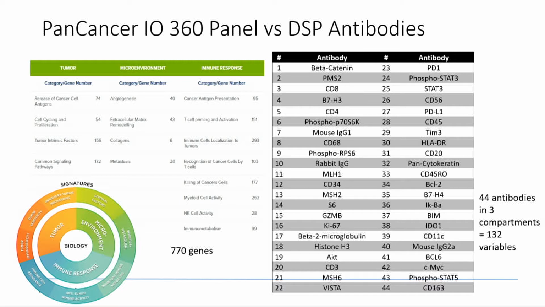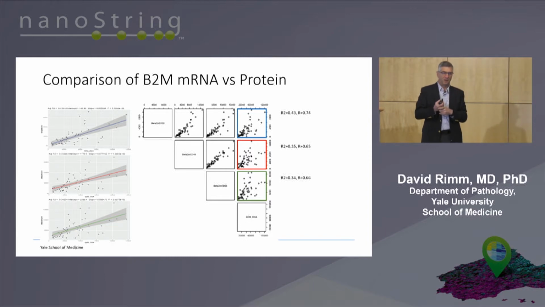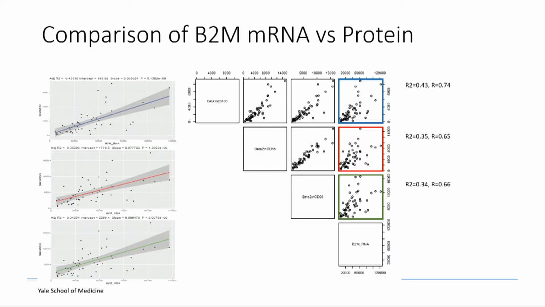And because I already explained the compartments, we have 132 protein variables and 770 RNA variables. So obviously, we're not going to be able to compare every RNA, but we can get this. Interestingly, if we look at beta-2 microglobulin in mRNA versus protein, there's a pretty good correlation. You can see each of the compartments shown: first, the S100 is the melanocyte compartment, then the CD45 compartment, then the CD68 compartment. In each of the cases, there's a pretty good correlation between the bulk RNA that we got from the conventional Nanostring methods versus the protein.